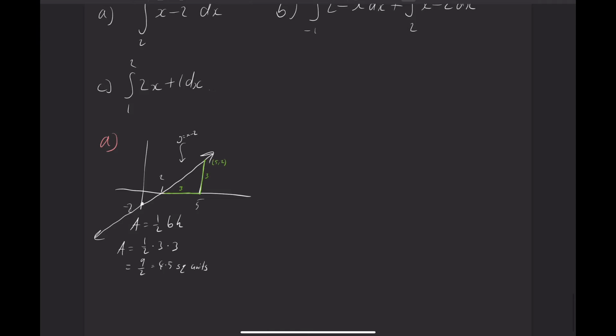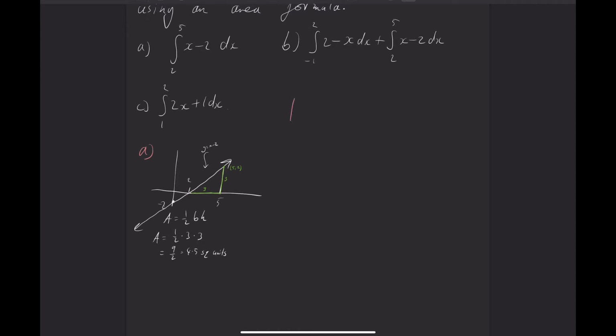All right, B. So B uses some information from A, and you'll notice that this is the negative, the opposite of this guy. Okay, so what we're going to end up sketching is the graph y equals the absolute value of x minus 2. And we're looking for the area underneath that graph from -1 to 5. So let's sketch. Give ourselves a bit more space for this one.